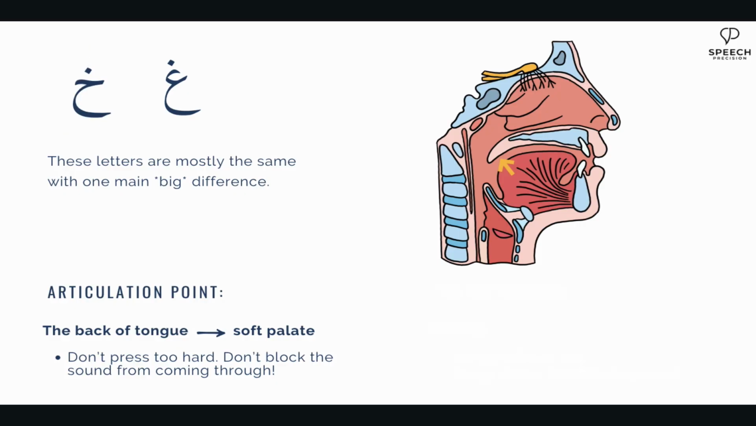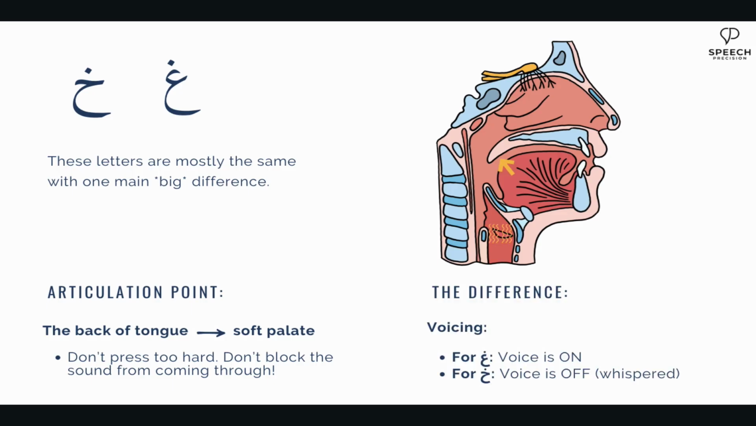So where they come from is pretty much the same, but what makes them different is the voicing. So for ghayn, the voice is on, meaning that your vocal cords are vibrating as you're saying the letter. If you put your hand on your throat, you should feel it vibrating as you're saying it. You should feel a vibration in your throat. And for kha, same thing. If you put your finger on your throat, you shouldn't feel any vibration. The voice is off, meaning that your vocal cords are not vibrating as you're saying the letter. So it's more of a whispered sound.